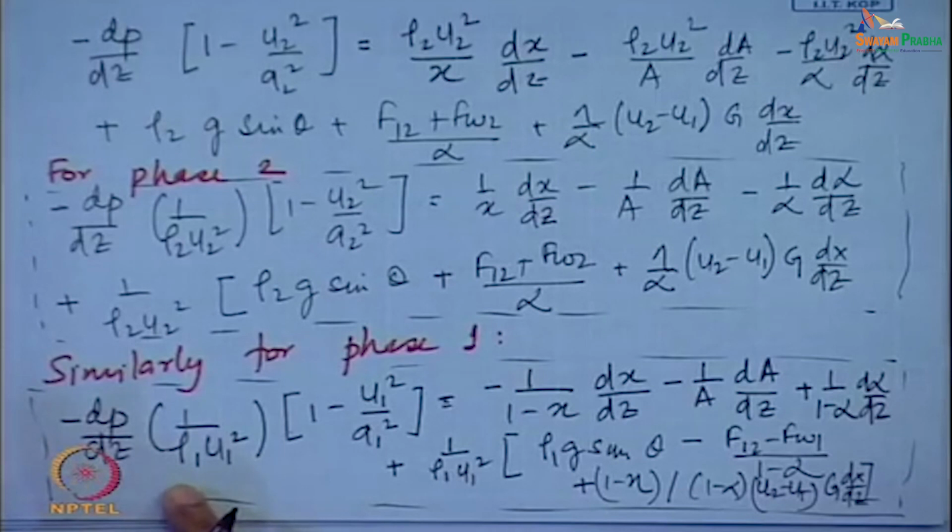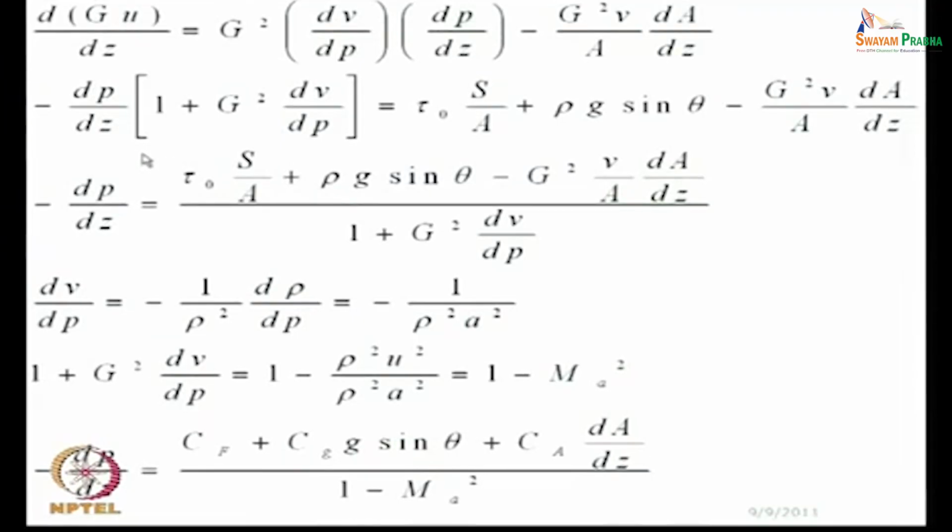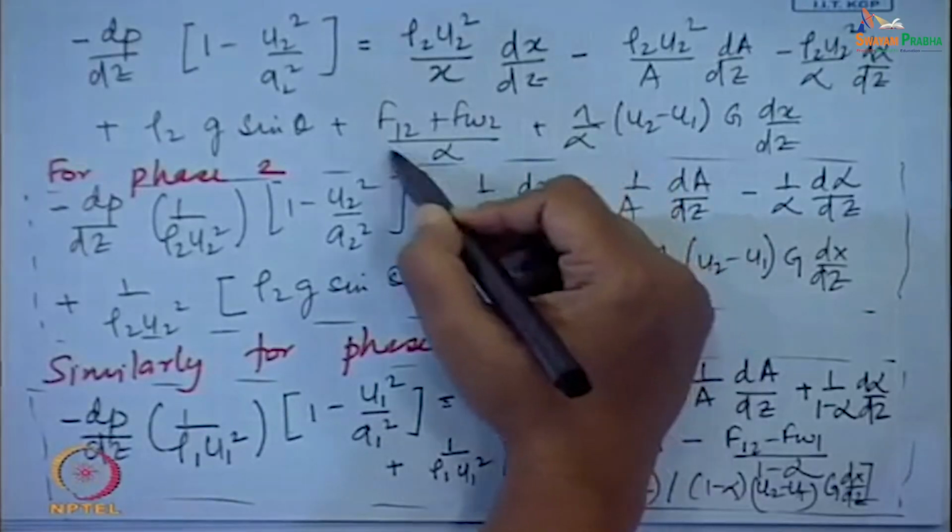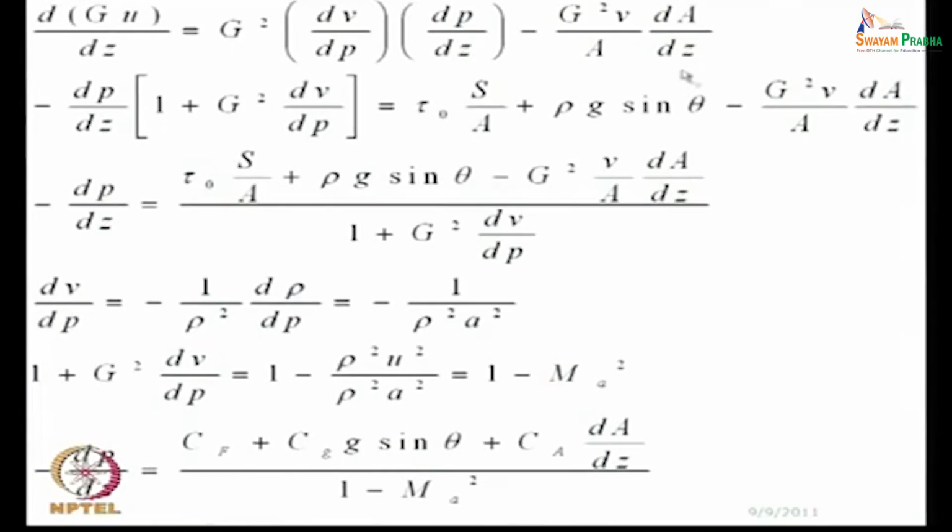You find that both these equations resemble one dimensional steady flow single component compressible flows, is it not? If you just compare these equations with this particular type of equation, you find that in this particular case also you have something of this sort, and there is a wall shear stress. Here also there is one F12, F12 plus Fw2, here you have got a rho g sin theta, here also you have got a rho 2 and rho 1 g sin theta. Then in this particular case you have got a dA/dz term, and in this particular case also you have got a dA/dz term.